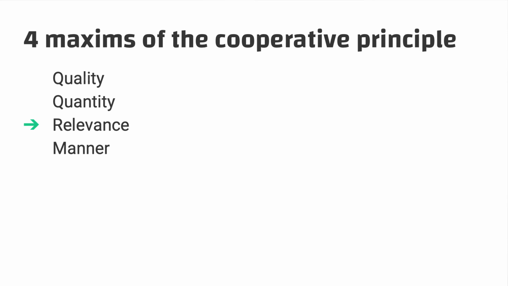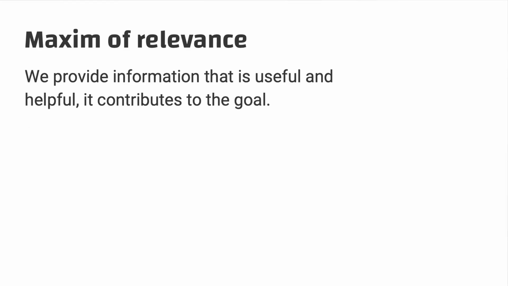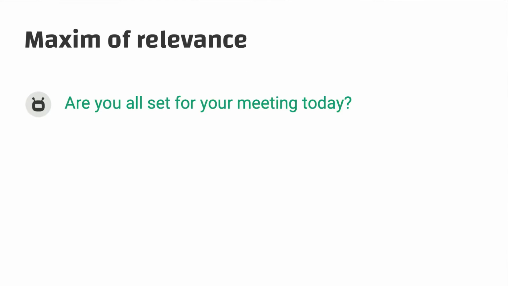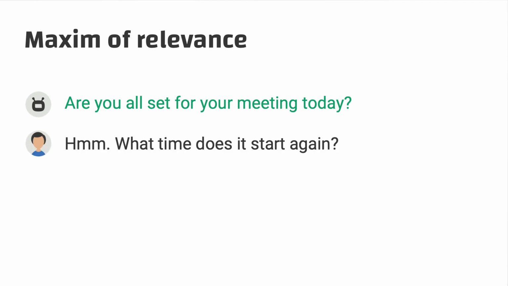And then the maxim of relevance. That means that we provide information that's useful and helpful, that it contributes to the goal. So if the assistant would ask, are you all set for the meeting today? And the user would say, what time does it start again? The assistant could say, please answer yes or no. But that's really weird, right? So he should infer that the information provided is actually relevant.